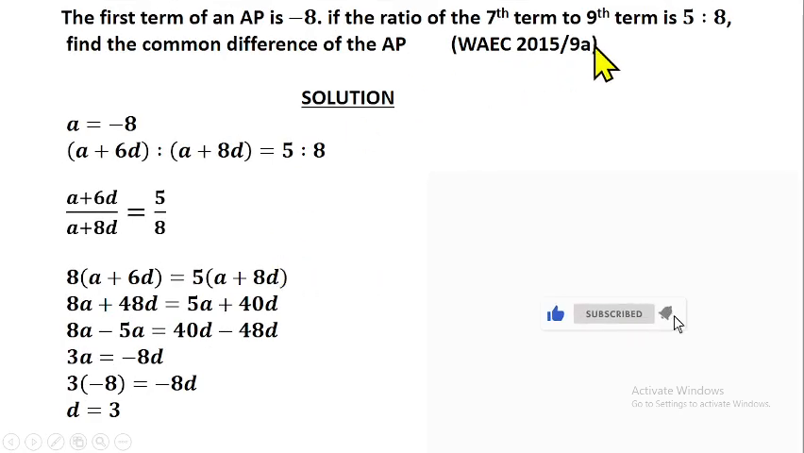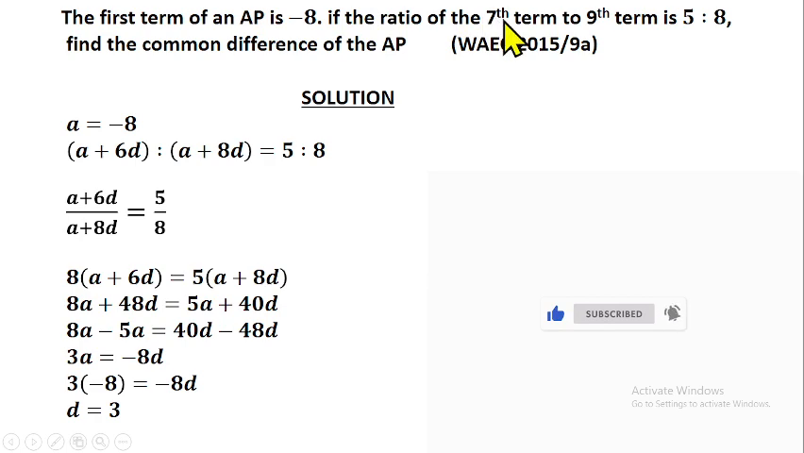Let's see this WAEC question. WAEC 2015 question number 9a. Let's look at it. The first term of an AP is minus 8. That means, how can you interpret that? What's the first term of an AP? A. That means A is equal to minus 8. The ratio of the 7th term to the 9th term is 5 to 8. Interesting question. Now they are bringing ratio into arithmetic progression. It's very simple. Don't be scared.